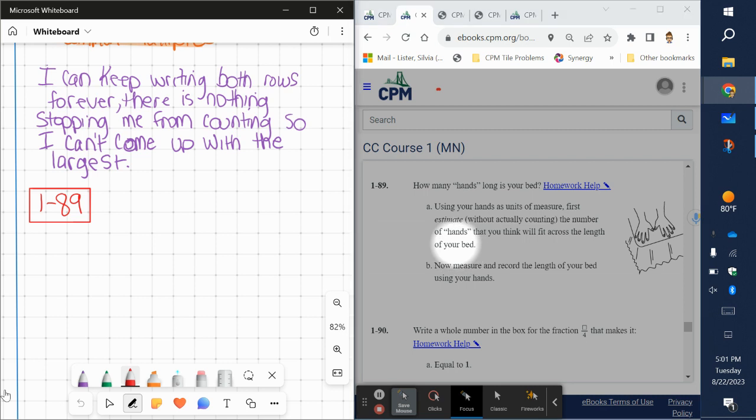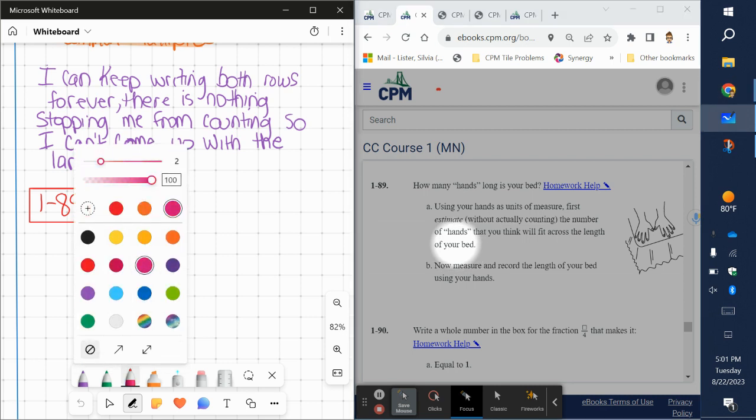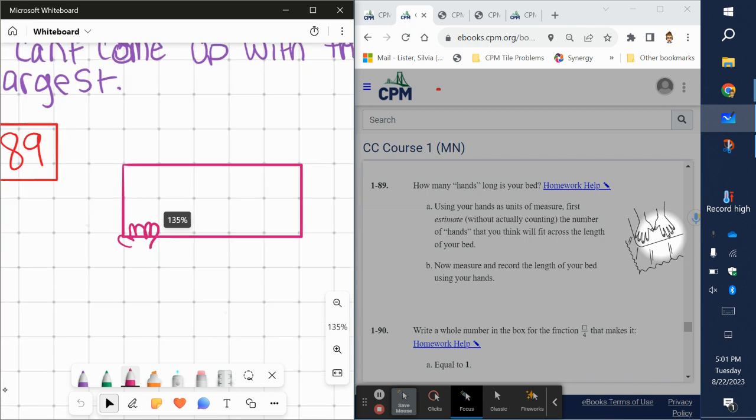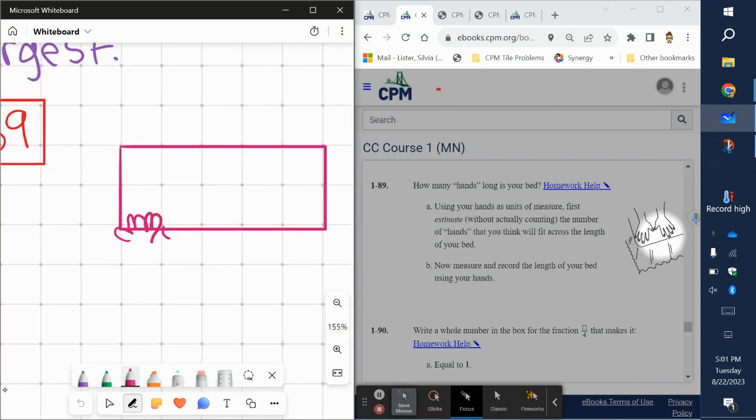So I can't really do this for you, but let's pretend like this is a bed. If you look at their picture, you notice you want your hands to go sideways as you're counting. So you're going to put your hands, there's one hand. Oh, this is going to be silly. And then there's two hands.